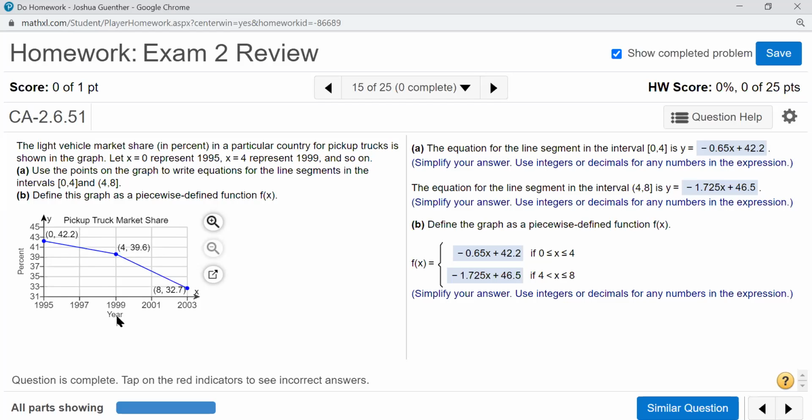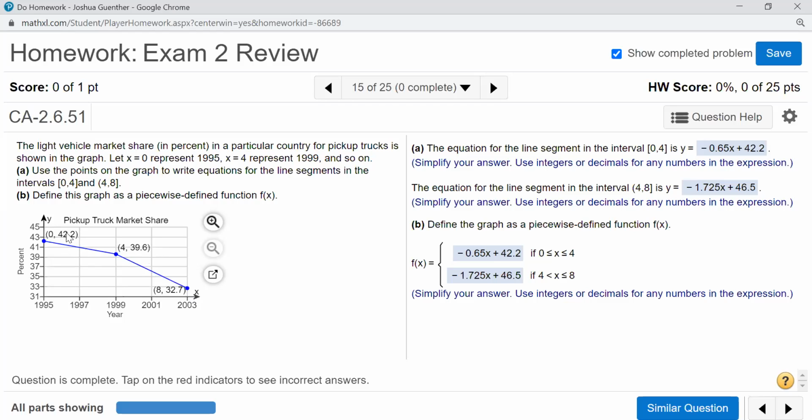In 1999, since that's 4 years after 95, we're going to say that's really the x coordinate of 4. And then in 1999, there was 39.6% market share for light vehicles. And then 4 years after that, in 2003, so the x coordinate is 8, there was a 32.7% market share.